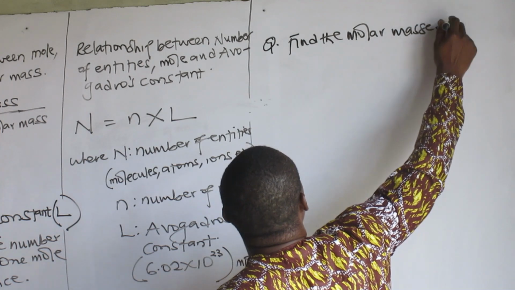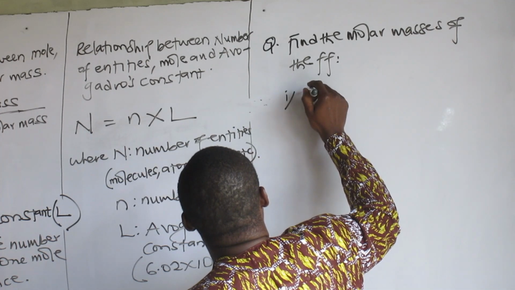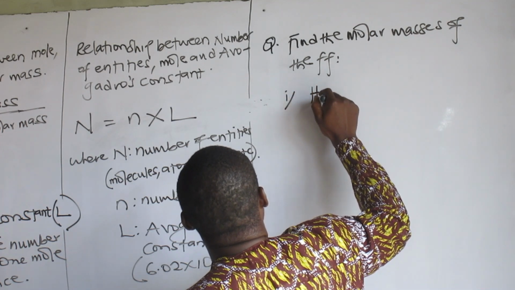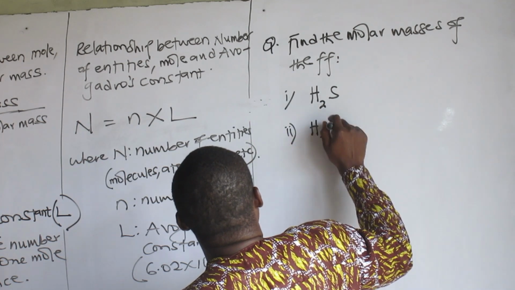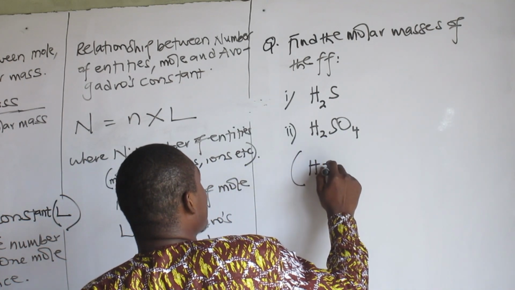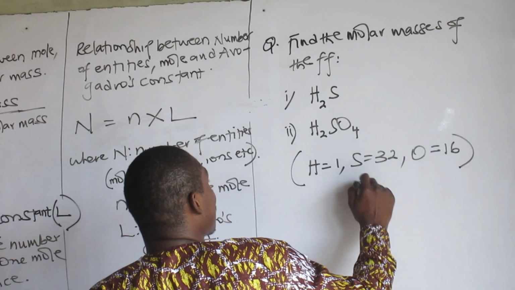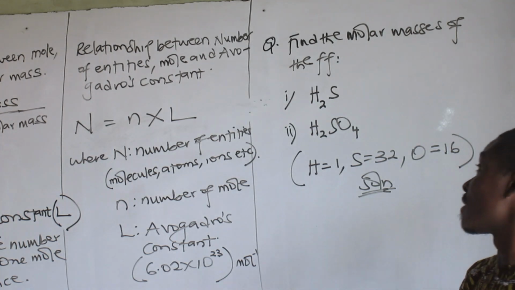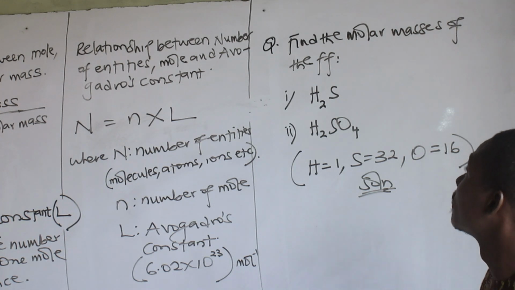Find the molar masses of the following. I can have H2S. I can have here H2SO4. So H is 1, sulfur 32, oxygen 16. So when I'm giving this work, what do I do? So you have been given something like this. What do you do? Okay, so when I finish, you take it.